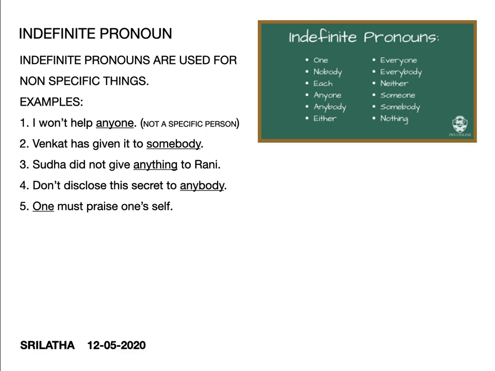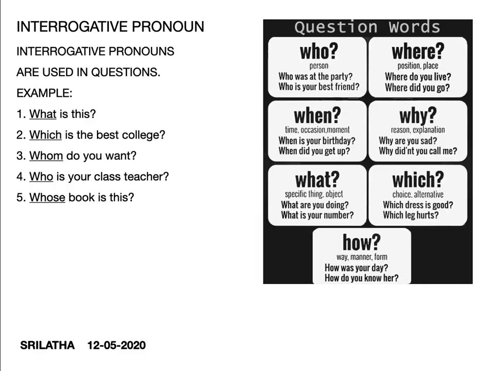Now let us see the third kind of pronoun, that is interrogative pronoun. Interrogative pronouns are used in questions. For example, what is this? Which is the best college? Here, whenever we see an interrogative pronoun, there will be the question mark. Some question words are given like who, when, what, where, why, which and how.